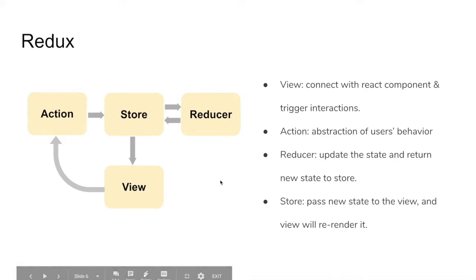In this picture, there are 4 different components. The actions are an abstraction of the user's behavior, and the store is the center that passes new state to the view, and the view will re-render the state. And reducers will receive the message of actions from the store, and according to the actions, update the state and then return the new state back to the store.